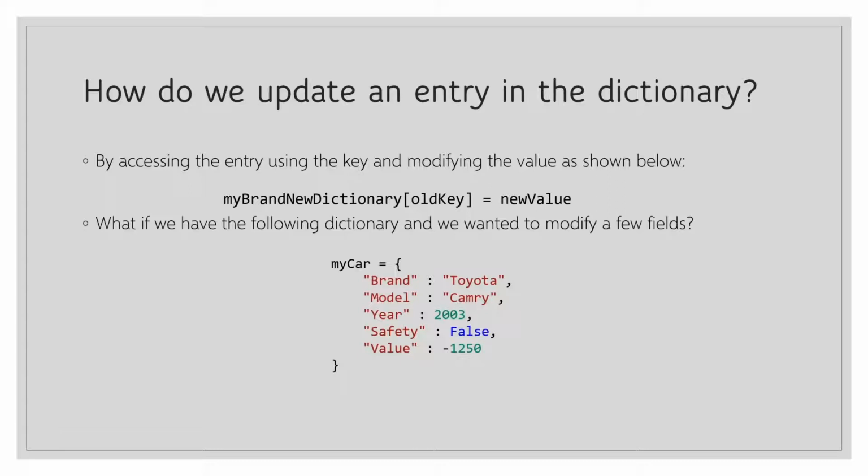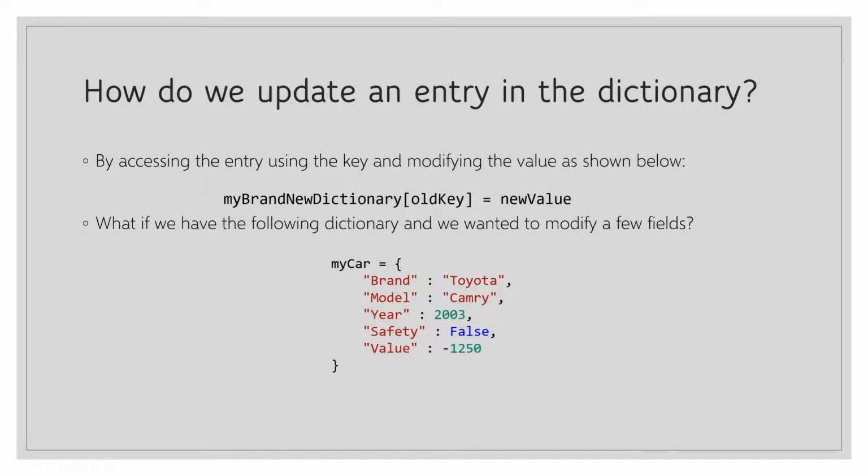So the general process is using the key. Everything in a dictionary requires that you have a key. So using the same format you use to add a new entry, use that, but instead of using a new key, use an old key that's in the dictionary already, and that will update its value.